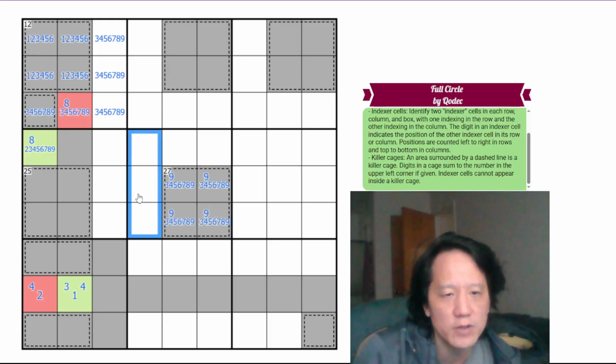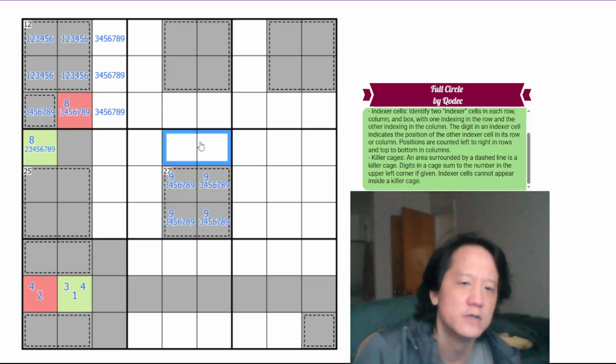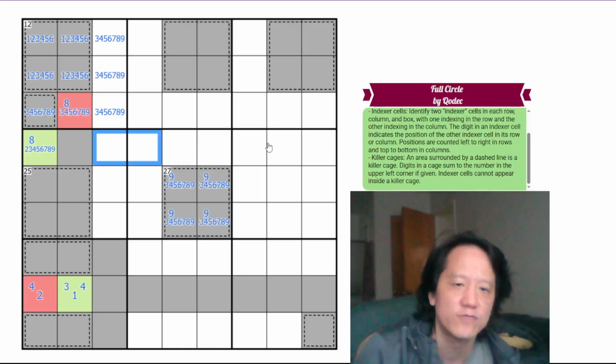Same here. This cannot be all three indexes here. Sorry, it can't be two indexes here out in this box 5. If it were, that would force these not to be indexers, which would force both of these indexers here, which is not valid. So we know one of the indexers is here, guaranteed. That eliminates indexers in the rest of row 4.